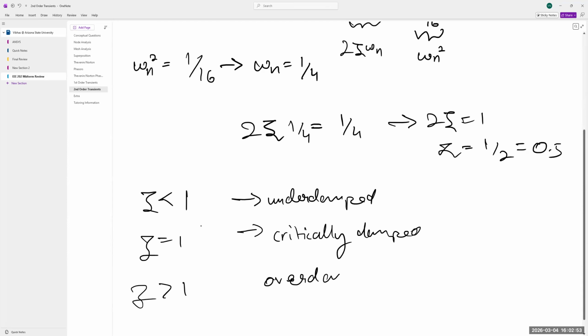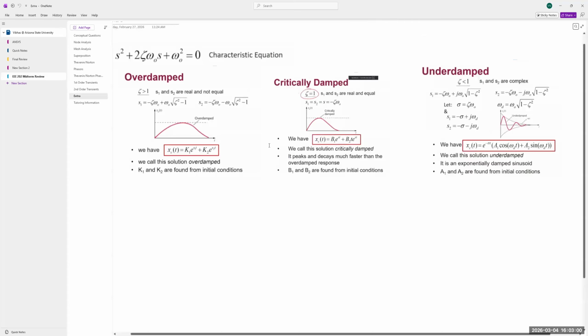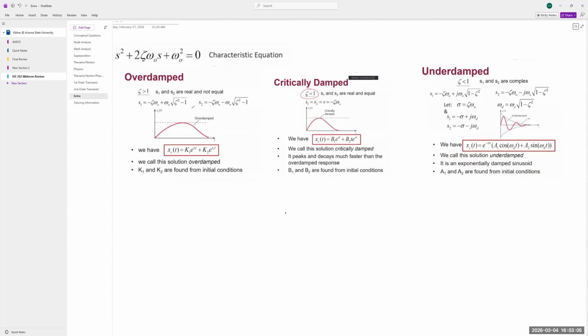And the solutions to all of these three look slightly different. I have some useful equations over here that tell you about how these solutions look. So over here you have the overdamped case, you just have the standard solution. In the critically damped case, you have this extra t term multiplied by the second exponent, and in the underdamped case, you have a real exponential and the sum of two complex exponentials, which is this over here.